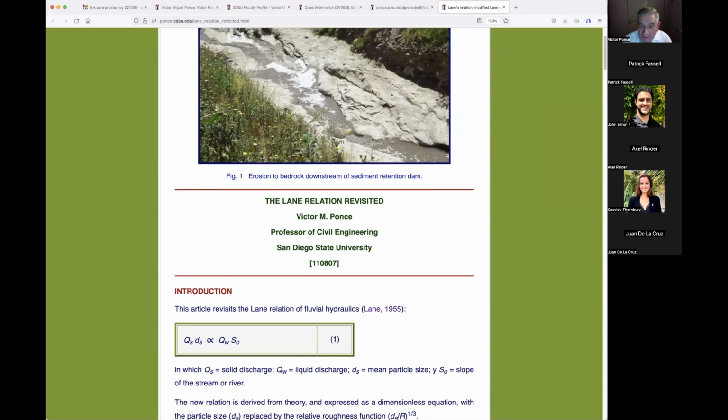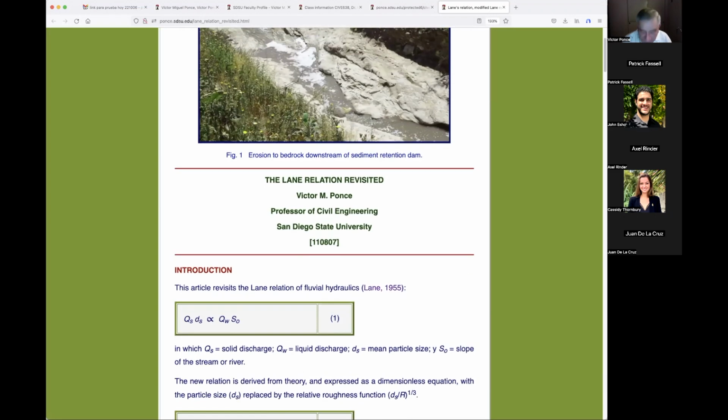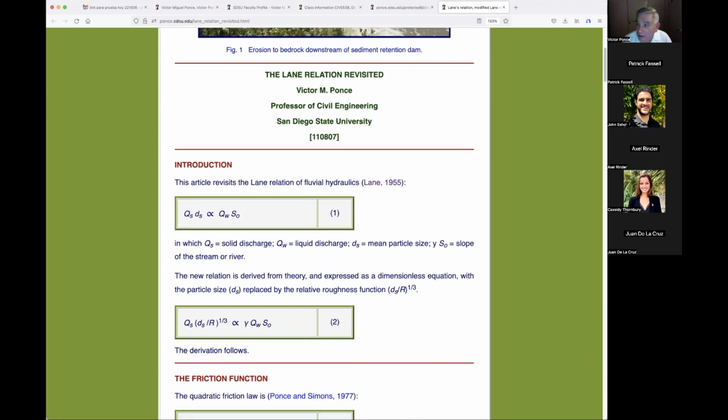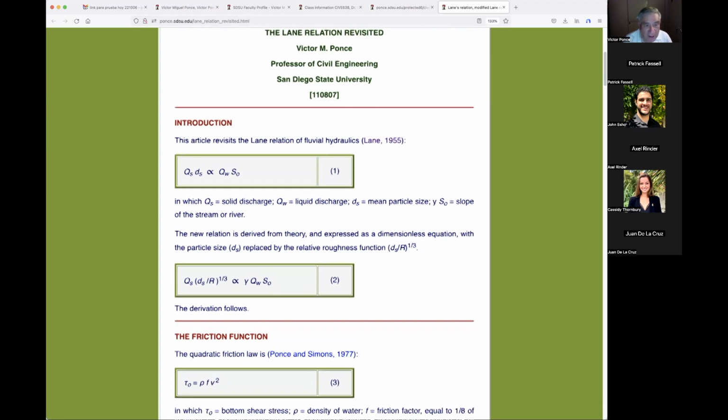We call it, very pompous, revisited. They revisited the Lane relation. To be honest with you, I'm not sure if we have gotten all the credit that perhaps we deserve. It doesn't matter. Time will tell. Meaning the recognition. This article revisits the Lane relation of fluvial hydraulics.